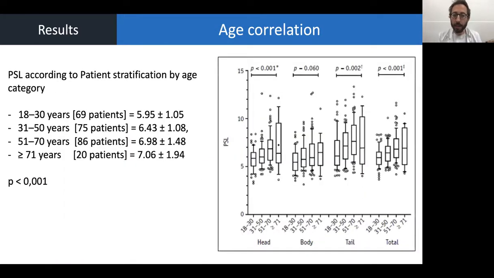When we stratified patients according to age categories, so you see 18 to 30, 30 to 50, 50 to 70, and more than 70 years old, we observed a progressive increase of the average pancreas surface lobularity, and it was consistently true for all the pancreatic segments, possibly except the tail of the pancreas, but the very few numbers here are not quite significant. So let's summarize by saying that the PSL progressively increases with age.